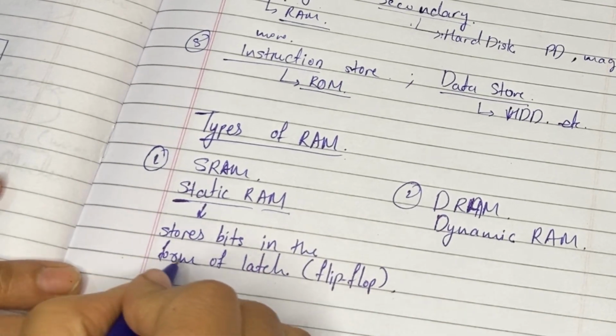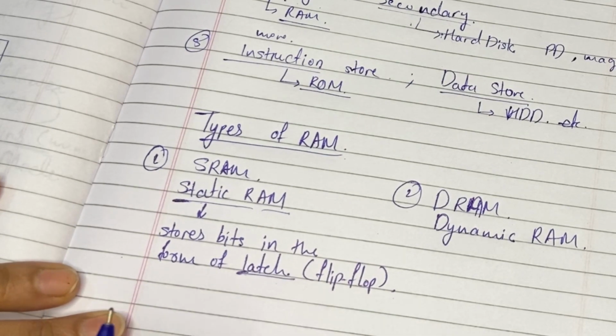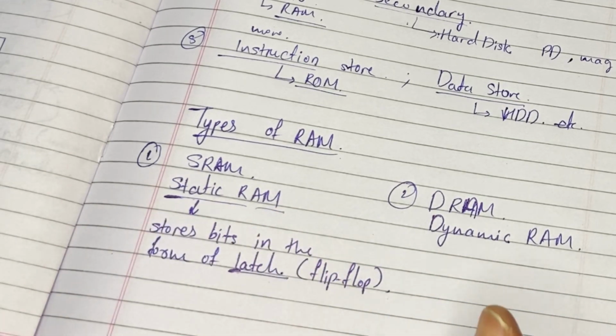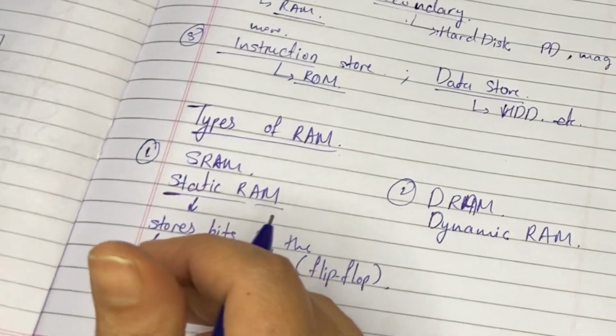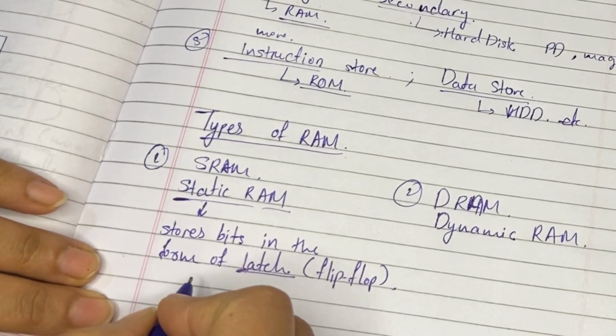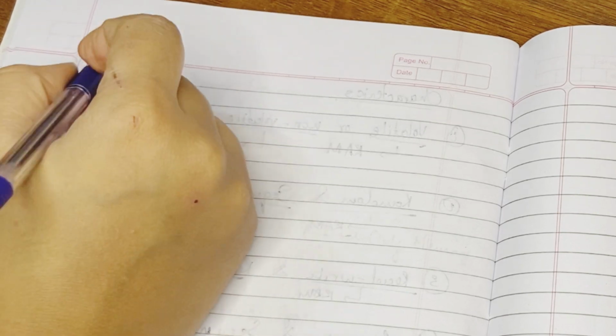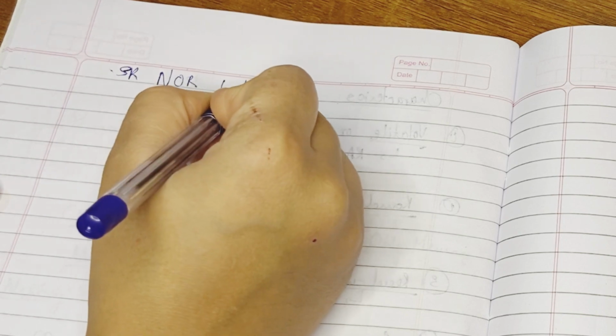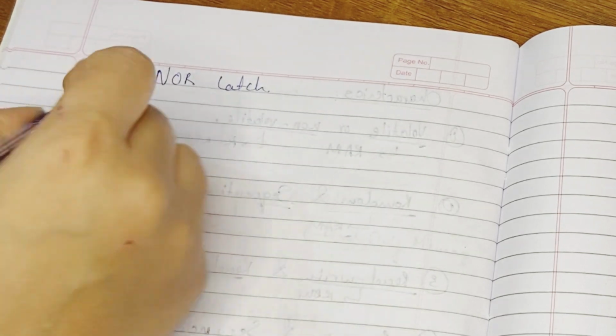So we'll try to understand what a latch is. I will explain a simple circuit diagram. Explaining other circuit diagrams is beyond this video. If anybody wants, we can go through it later on, but right now I'll explain a very basic circuit diagram, that is the SR NOR latch. SR stands for set reset.